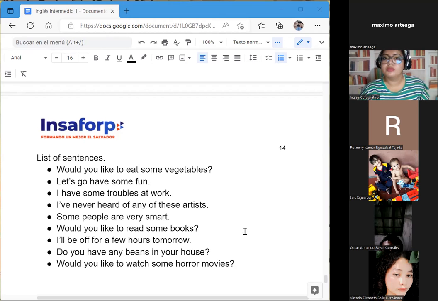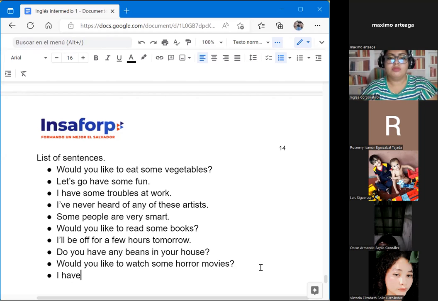I have some family in Guatemala. I have a lot of apples.